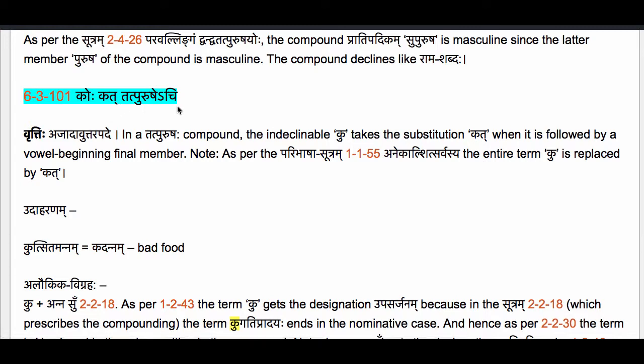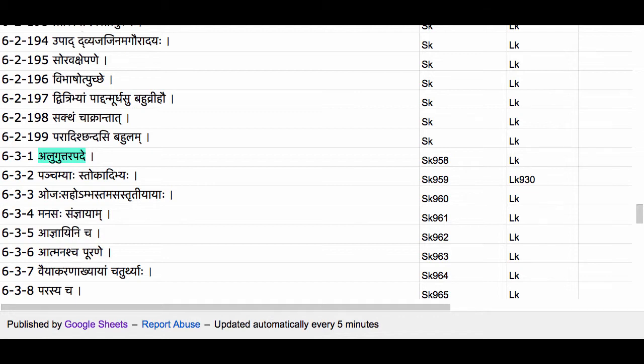The cheda is Koho kat tatpurushe achi. Vritti simply says Ajada Uttarapade. So the meaning of the sutram is: in a tatpurusha compound, the indeclinable ku takes the substitution kat when it is followed by a vowel beginning final member. As we already mentioned, the adhikara of Uttarapade runs down from 6.3.1 all the way through this entire third quarter of the 6th chapter of the Ashtadhyayi.